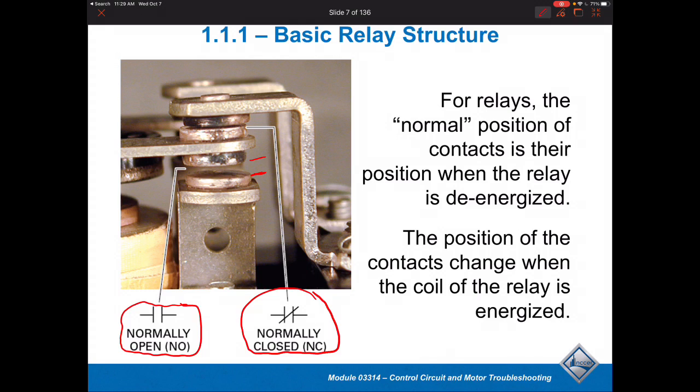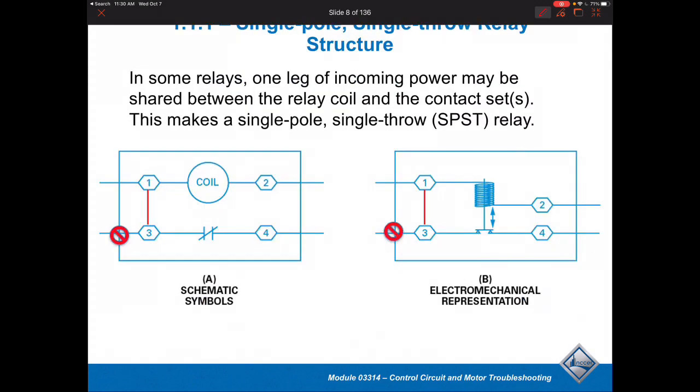We have relays that might have multiples of those. They might have 2 or 3 sets of poles. The expectation is that when you energize the coil of the relay, that action switches both of those to the opposite of their normal position. If that doesn't happen, you'd expect something is wrong. So let's take a look at the next thing.